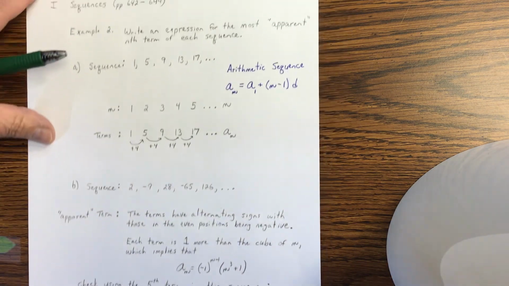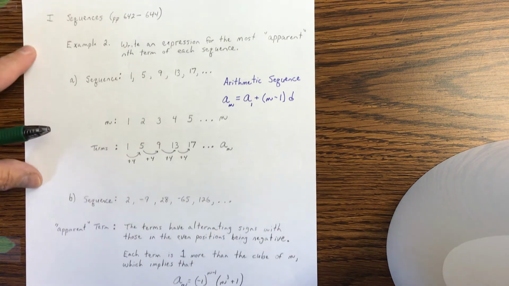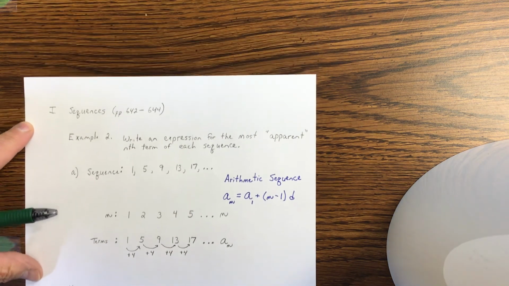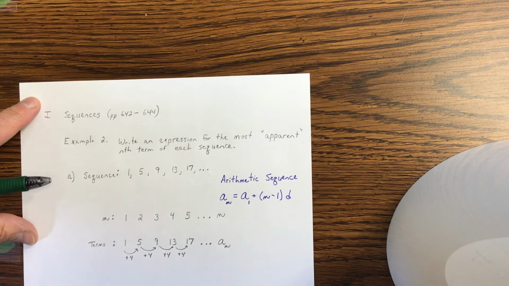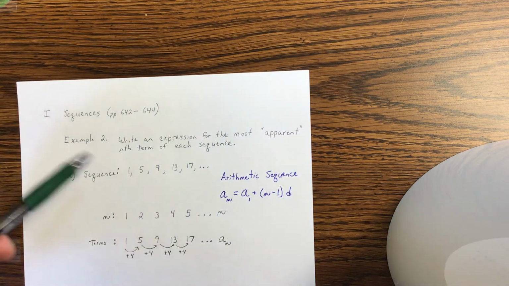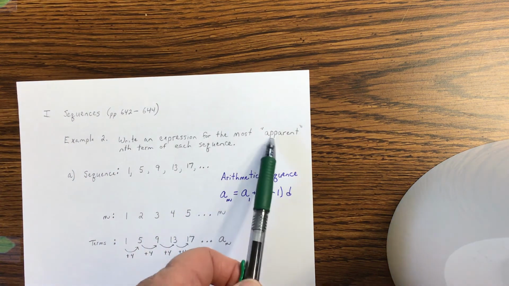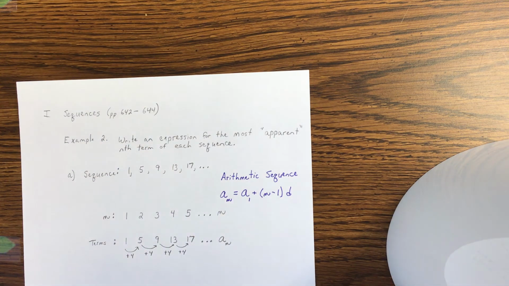All right, so here is one example. I have two on my page here. I'll just look at letter A. Let's write an expression for the nth term of each sequence. So here is my sequence of 1, 5, 9, 13, 17. Now I've already written down that this is an arithmetic sequence, and you're probably saying, how did you figure that out? Well, you look here.